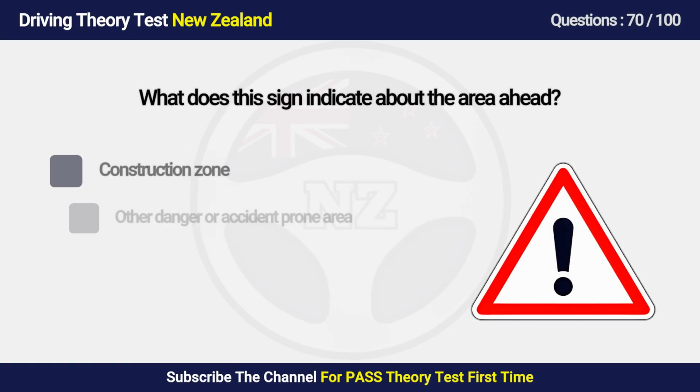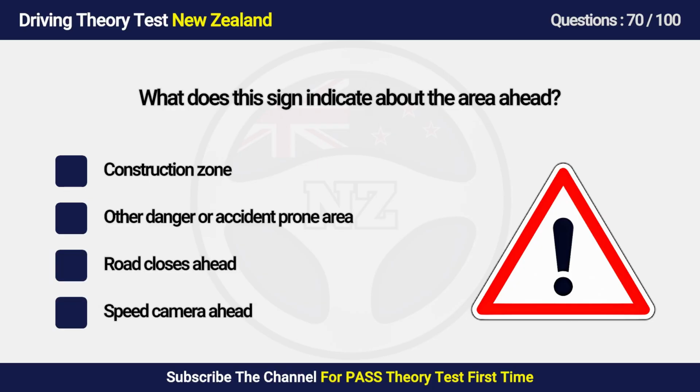Question 70. What does this sign indicate about the area ahead? A. Construction zone. B. Other danger or accident-prone area. C. Road closes ahead. D. Speed camera ahead.